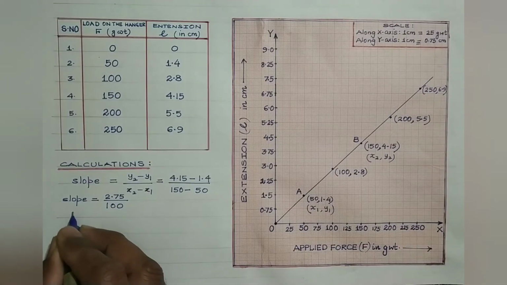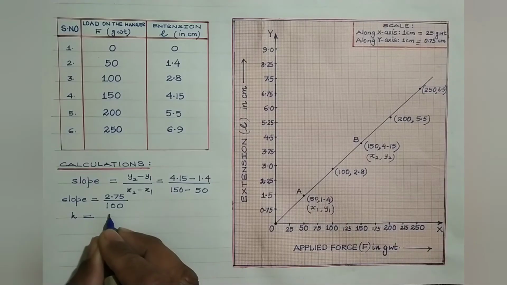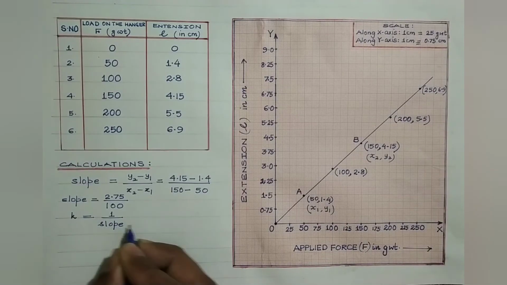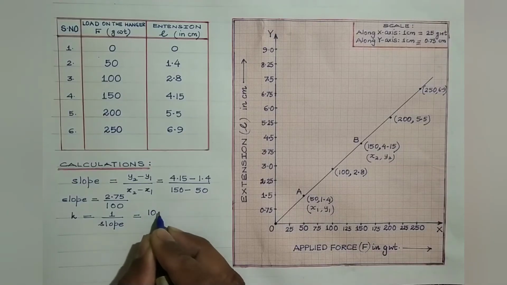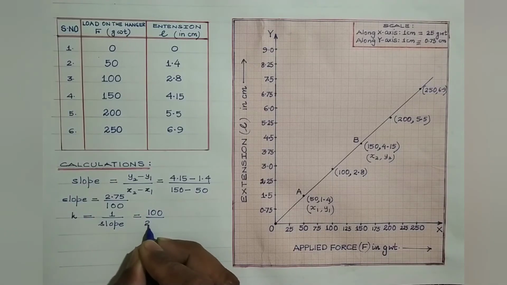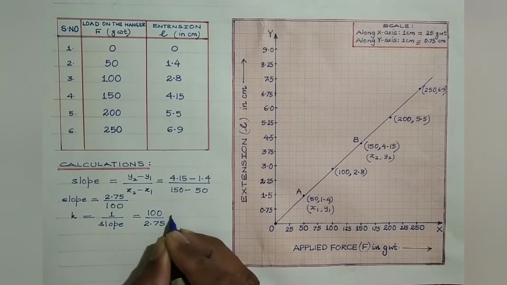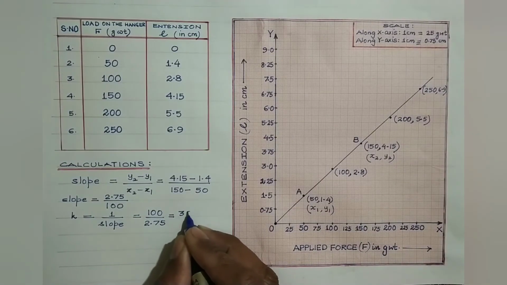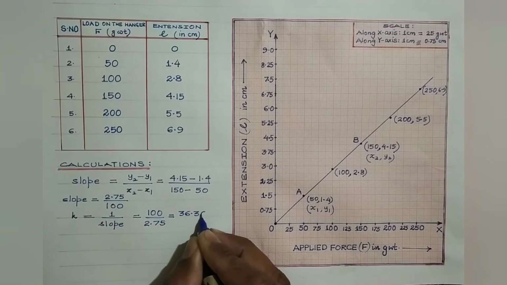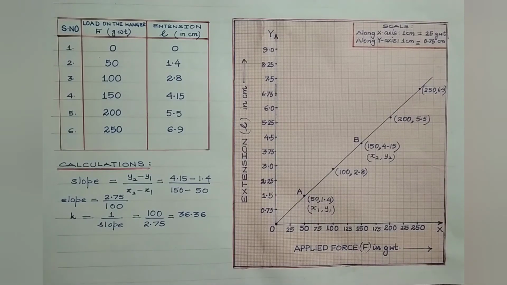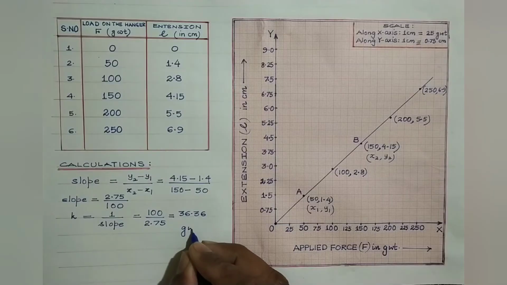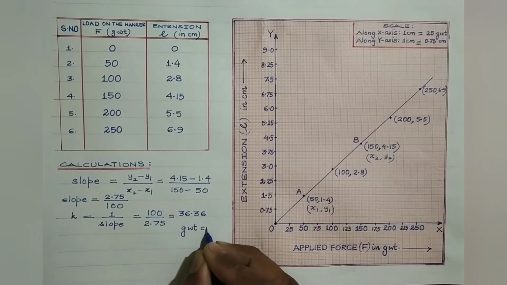Now the value of k, as we have discussed earlier, is the reciprocal of the slope, right? So it will be equal to 100 divided by 2.75, and on solving it comes out to be 36.36. And students, don't forget to mention the unit. It will be in gram weight per centimeter.